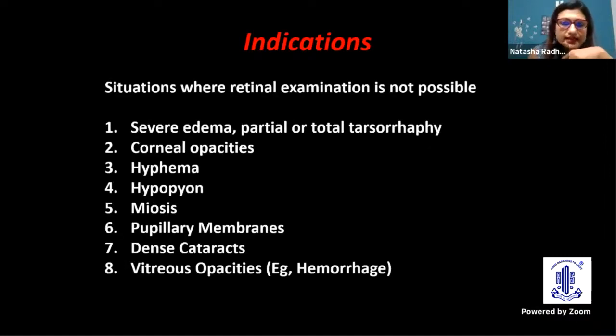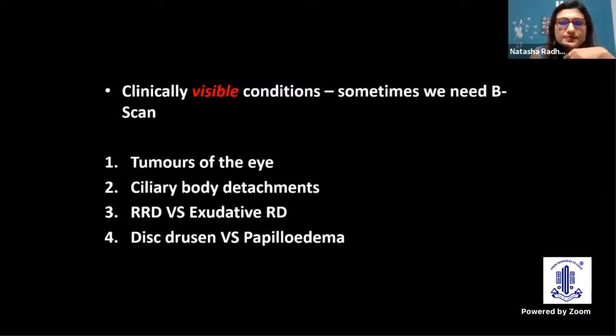When do we do a B scan? We do it usually when retinal examination is not possible, either due to edema or corneal opacities, hyphema, a lot of conditions, dense cataract, where you cannot see the retina. You can also do it sometimes in visible conditions, like for tumors of the eye, ciliary body detachments, to distinguish between RRD and exudative RD, and a lot of other conditions.